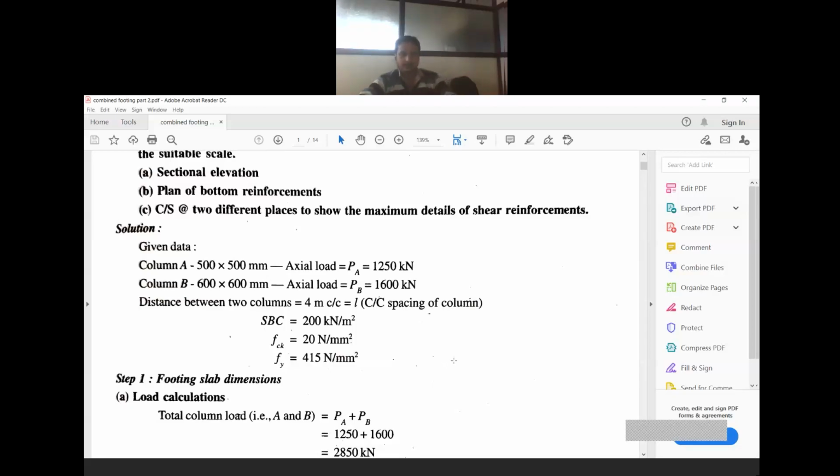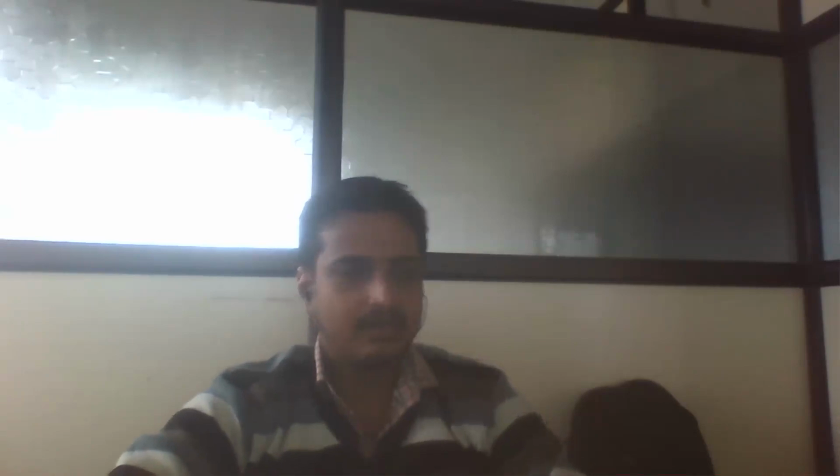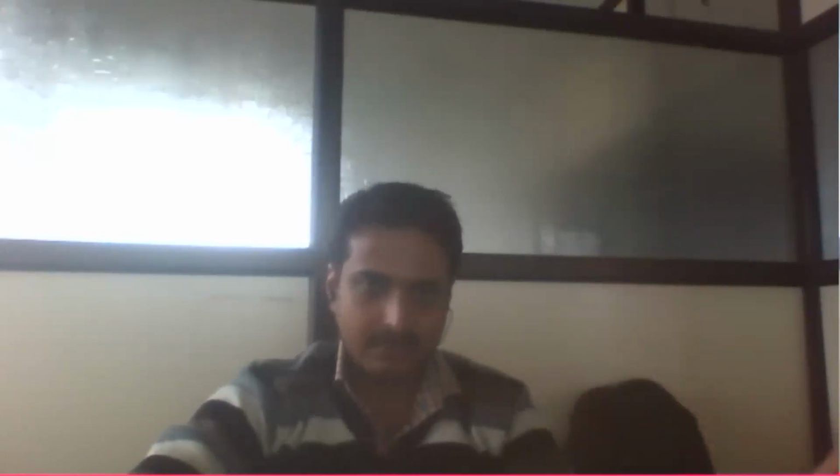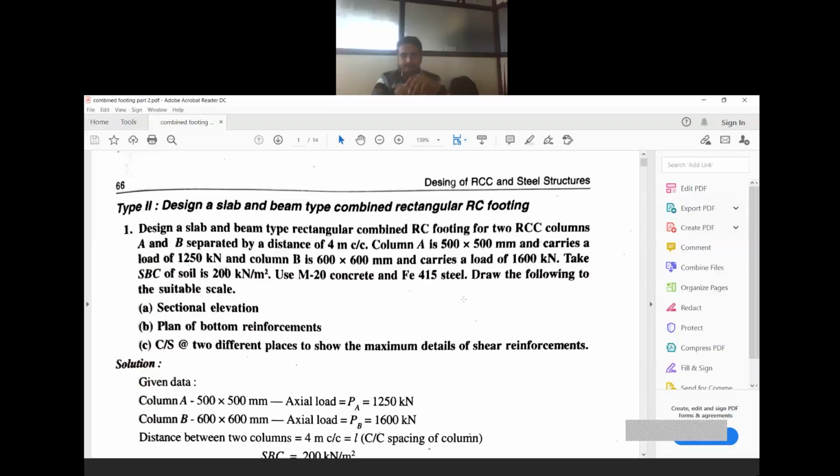Hope you're understanding. So let us see one example and we can easily understand the concept. Design a slab and beam type rectangular combined footing for two RCC columns A and B separated by a distance of 4 meter. Column A is 500 by 500 mm and carries a load of 1250 kilonewton, and column B is 600 by 600 mm and carries a load of 1600 kilonewton.